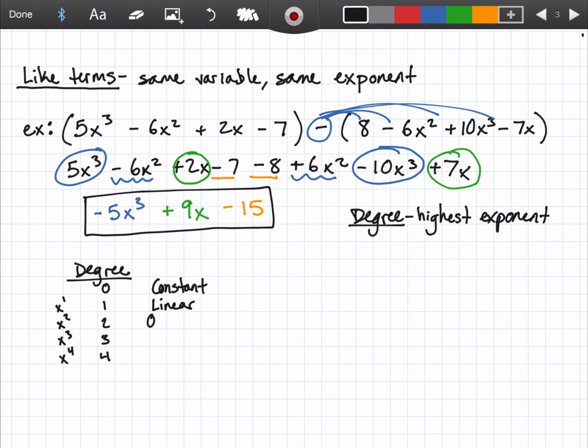X squared, quadratic. X cubed is cubic. Anything 4 and above, we're just going to call it the 4th degree, the 5th degree, so on and so forth. Okay, so we also classify by how many terms you have.